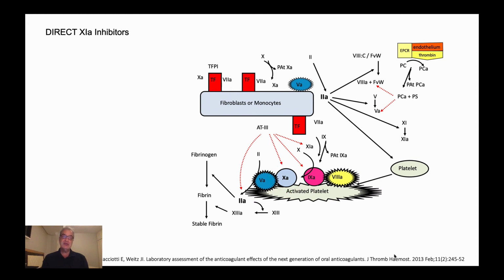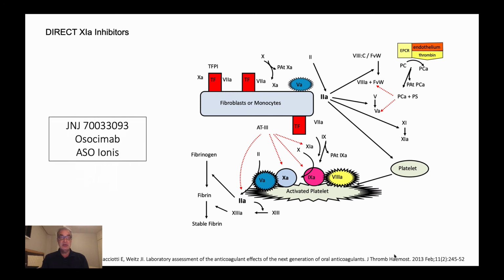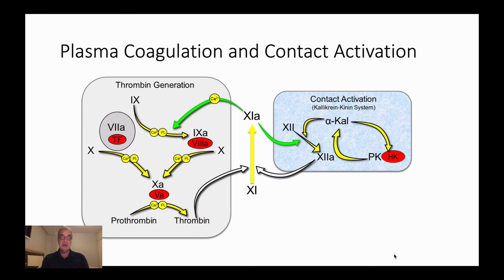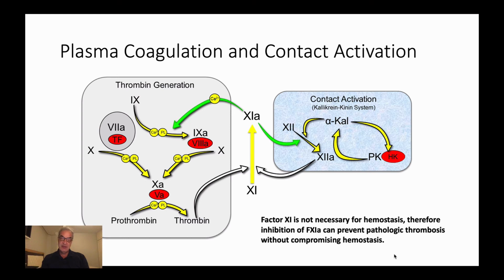Now, we're talking about new targets for the coagulation cascade, and the most important is factor 11 inhibition. We now have studies ongoing with 3 of them: J&J 70033093, which is a co-development from J&J and Bristol Myers Squibb, Bayer's osocimab, and also Ionis ASO, and they directly block factor 11, also decreasing stable fibrin. Here are some details on factor 11 inhibition. Given that we're not talking about the extrinsic pathway, we're talking about a compound, factor 11, that is not necessary for hemostasis. Therefore, inhibition of factor 11 can prevent pathologic thrombosis without compromising hemostasis.